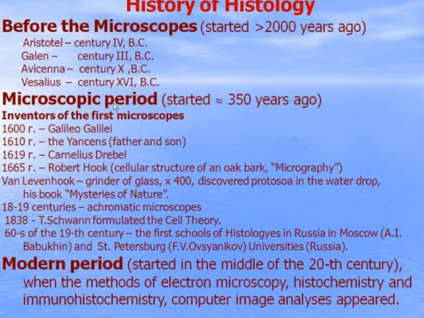And then the microscopic period started about 350 years ago, when the first microscopes were developed. The first microscopes were very primitive, but they provided magnification up to 300–400, and scientists could see small structures invisible without a microscope. The first inventors of the microscope were Galileo Galilei, the father and son Janssens, and Cornelius Drebbel, Robert Hooke.